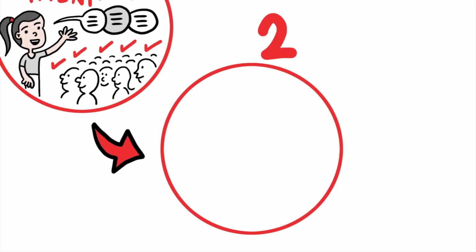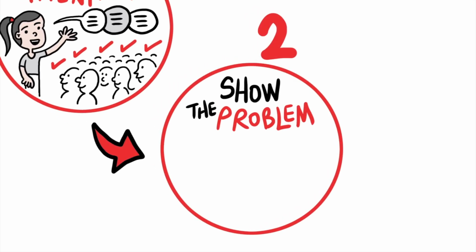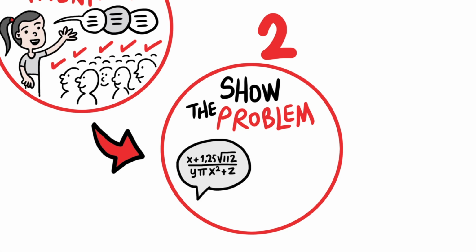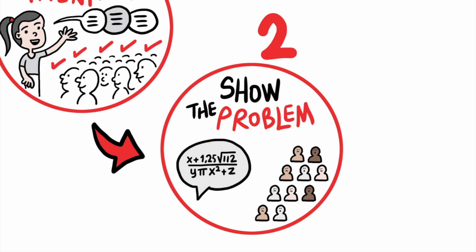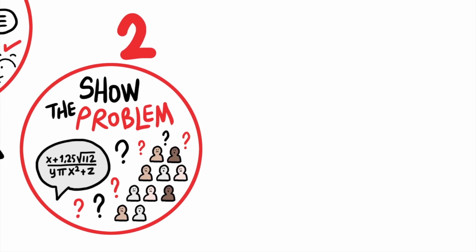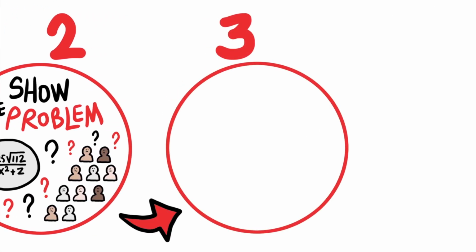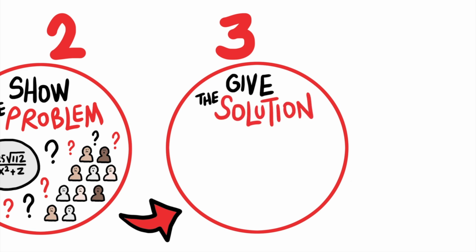Step 2. Show the problem. You now show your audience why they should care. You're pointing out a problem and explaining how it affects people. You use clear examples and facts to prove the problem is real and important. And by the end of this step, your audience should be feeling this is a problem that needs to be solved.